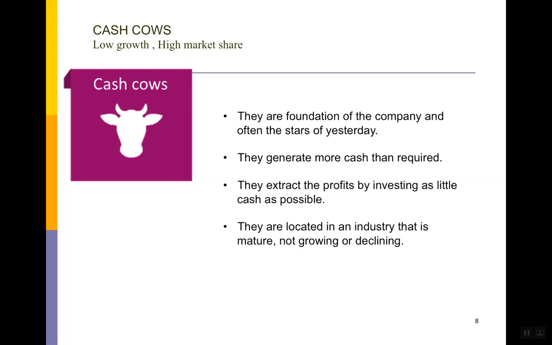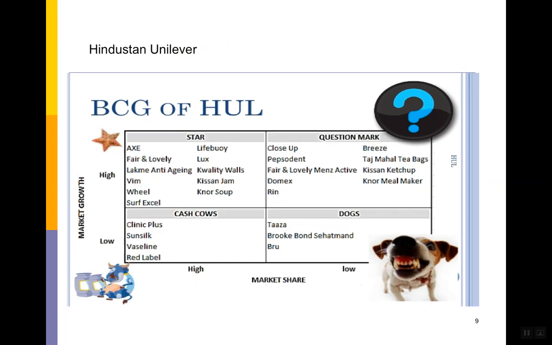They generate more cash than required, and this cash can be used for other products to become a star in the market. They extract the profit by investing as little cash as possible. They are located in an industry that is mature, not growing and not declining. Thus, the growth rate of this particular cash cow is low.